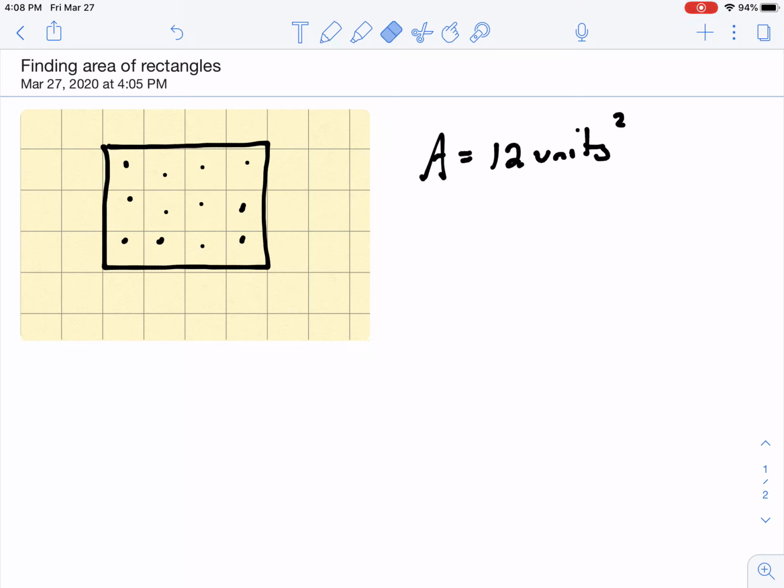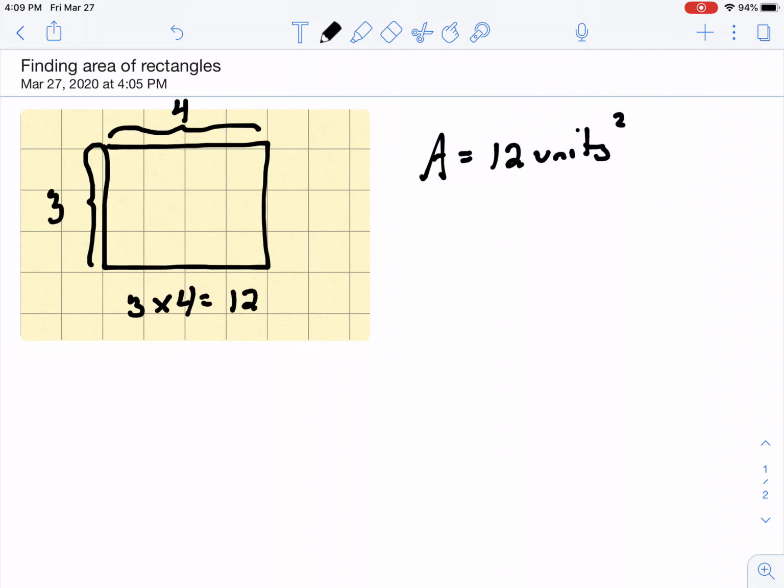Now that's a long way to do it if we end up having larger numbers, so we can actually find a faster way to do this as well, which I want to show you now. If we take a second and actually look at our side lengths, we'll see that this side here is made up of 3 units. This side here is made up of 4 units. And again, we can find the area by simply multiplying those side lengths. If we go 3 times 4, we get 12 again, units squared.